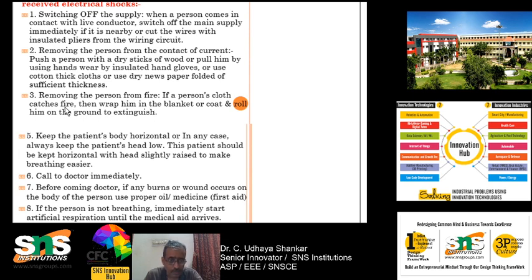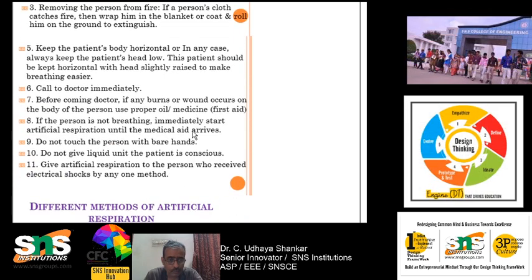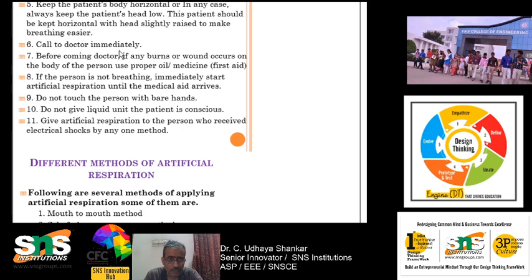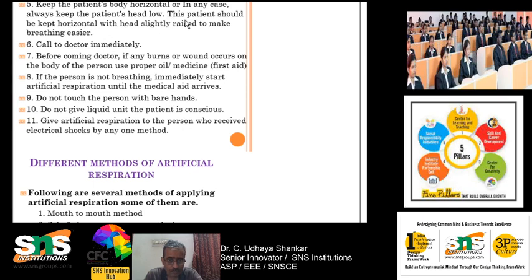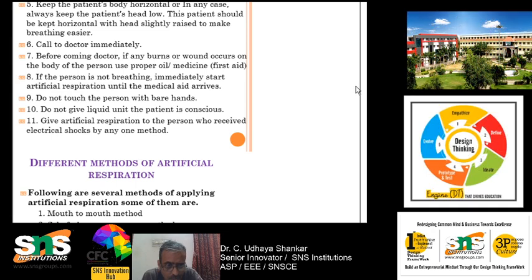If the person catches fire, then wrap him in a blanket or coat and roll them. We have to keep the patient's body horizontal, and in any stage always keep the patient's head low. The patient should be kept horizontal with the head slightly raised to make breathing easier, and call the doctor immediately. Before the doctor comes, if any burns or wounds occur, use proper oil or medicine on the body. If the person is not breathing, immediately start artificial respiration until medical aid arrives.